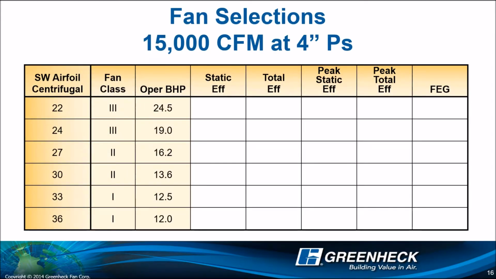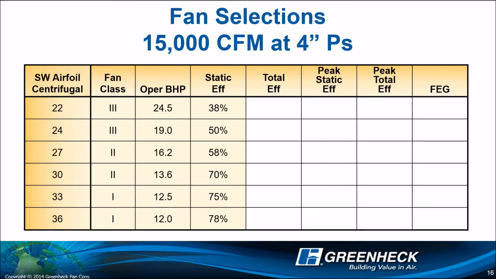This is a slide to point out that FEGs are not a tool for fan selection. This chart shows information on a group of fans, single wide airfoil centrifugals, that might be considered for an application. All 6 of the fan sizes shown can be used to meet the requirement of 15,000 CFM at 4 inches of pressure. The available sizes are shown from smallest to largest. The small fans are higher speed, and you can see they're bumped into higher classes. The operating power varies considerably, the smallest fan using twice the power as a larger fan.